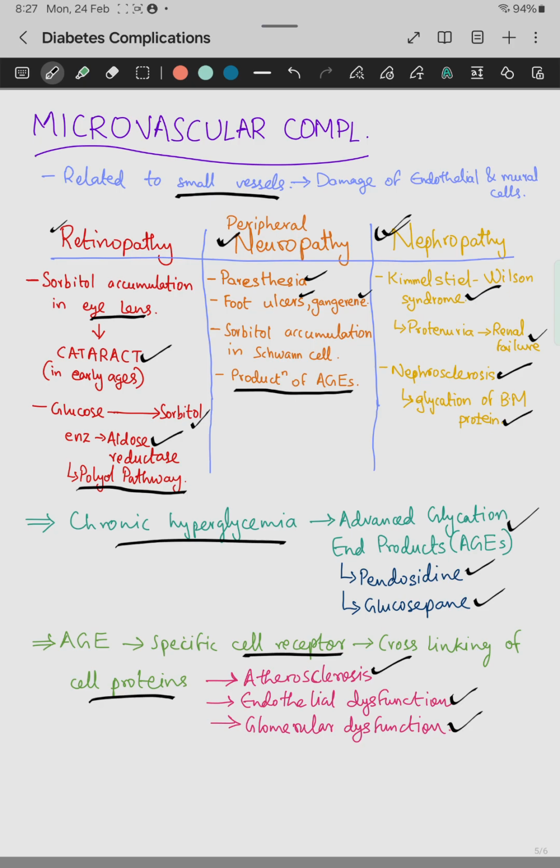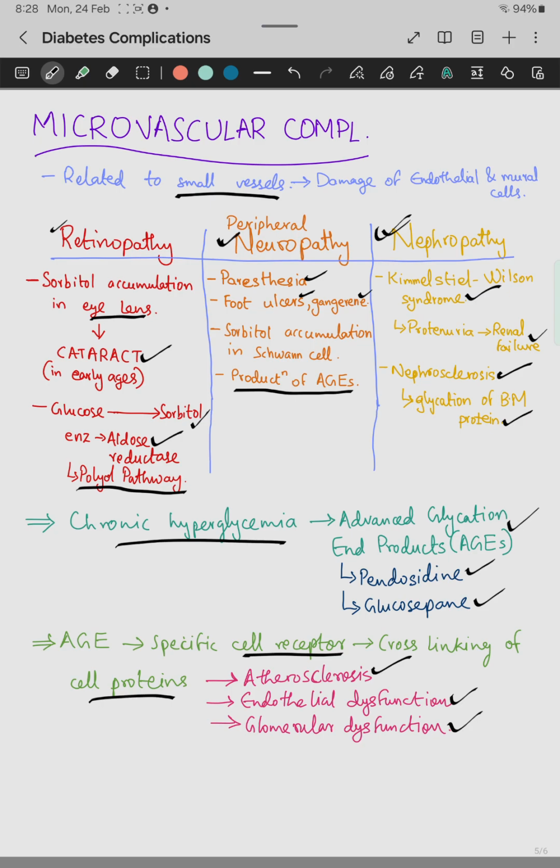So these three are the microvascular complications. A quick recap: first is retinopathy. It is due to sorbitol accumulation in the lens, due to the increased polyol pathway, and cataract occurs in young individuals. That is the manifestation of retinopathy. Now peripheral neuropathy is due to either sorbitol accumulation in Schwann cells or production of advanced glycation end products, and these cause paresthesia, foot ulcers, and gangrene.